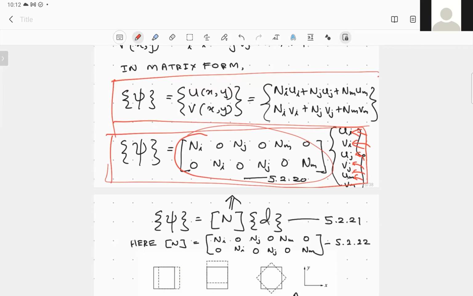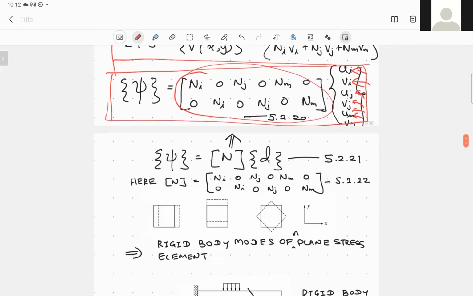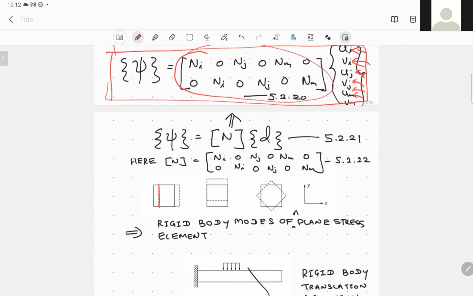So movements, or let's say, since we considered a small element like this, these elements are subjected to different modes of displacements. They can be subjected to different rigid body motions. They can translate, or also rotate. Translate in the x direction and y direction, as well as rotate in the xy directions.